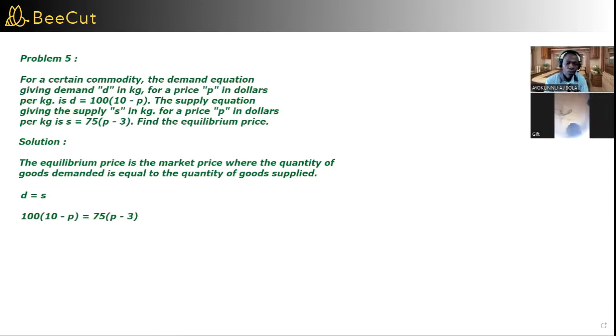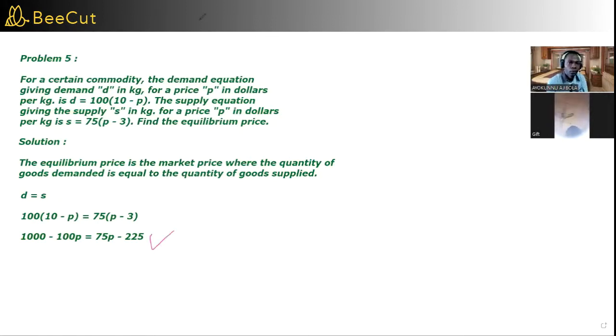So here you can go ahead and expand the bracket in the next step. And when we expand that bracket, this is what we have. 100 times 10 is 1,000, and 100 times P, 100P. Then 75 times P is 75P, while 75 times 3 is 225, but the negative sign is there, so you let it remain there. Okay, so here now we are just left with nothing but a simple equation to solve.